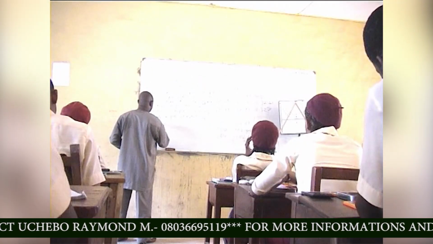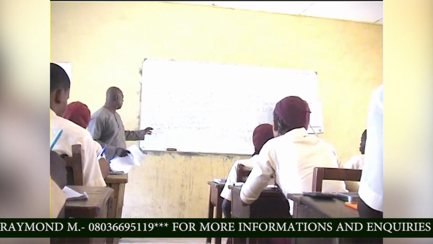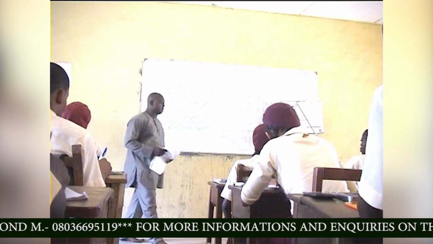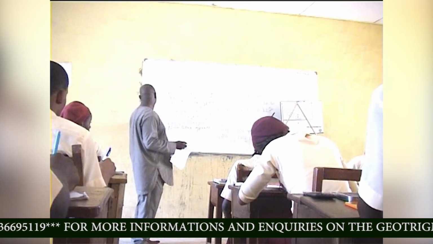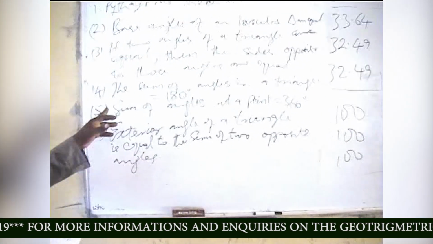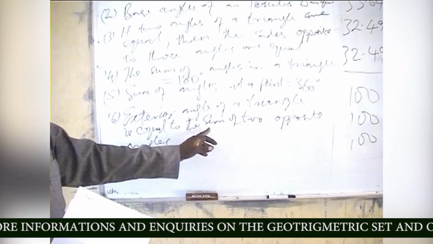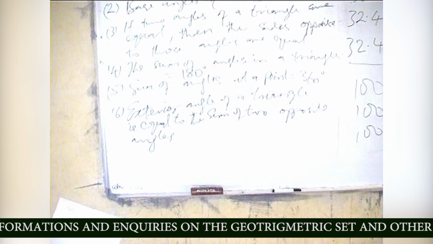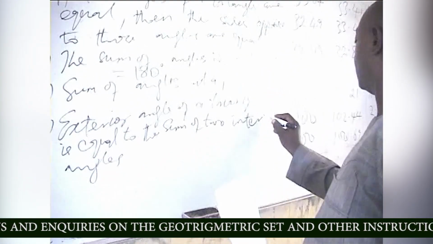The exterior angle of a triangle is equal to the sum of the two interior opposite angles. So the exterior angle equals the sum of the two interior opposite angles.